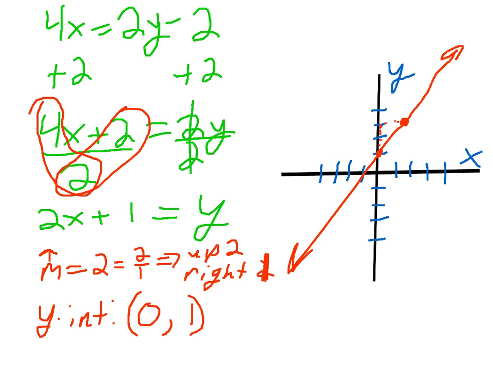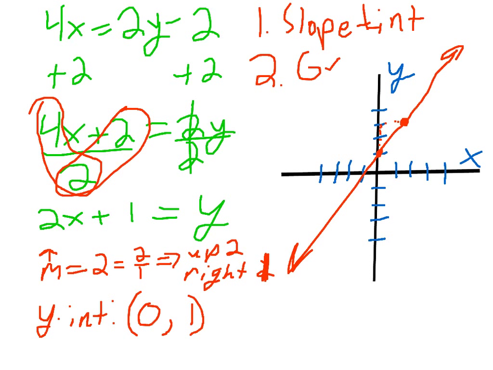So recap: 1, slope-intercept form. 2, graph it. And that's about it.